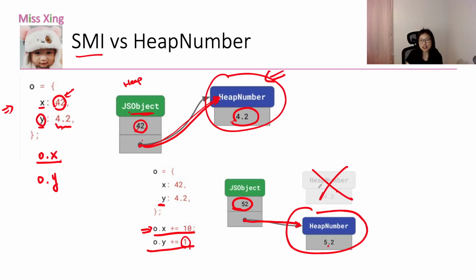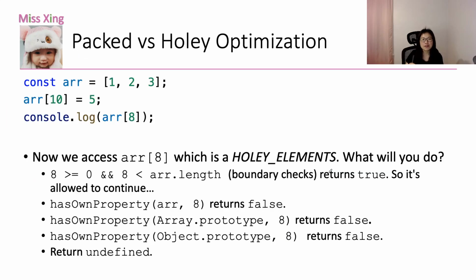Next example. For this type, V8 still does tuning, and how they do the tuning, you can look at by yourself. I don't want to go deeper on that part. And for the packed and holey optimization, if you are a developer, think about this case. I create an array 1, 2, 3, whose length is 3 and indices are 0, 1, 2, and now I directly add 5 at index 10. So what will my array look like?